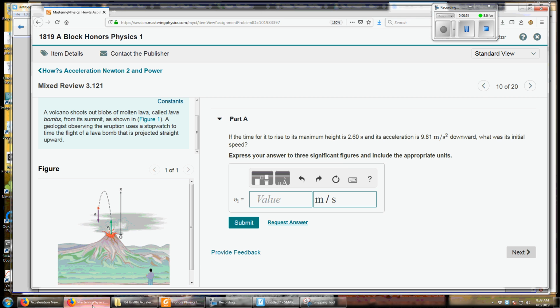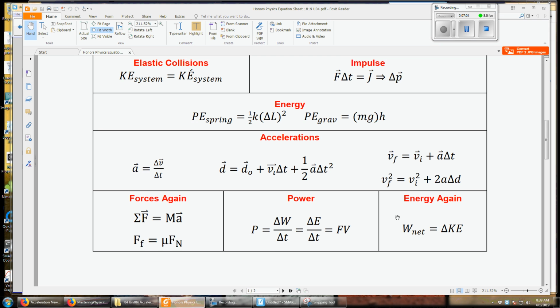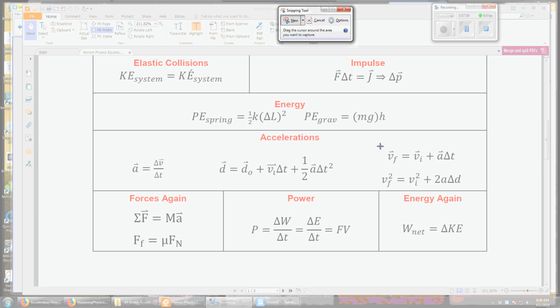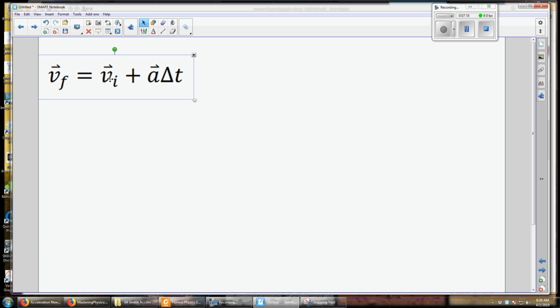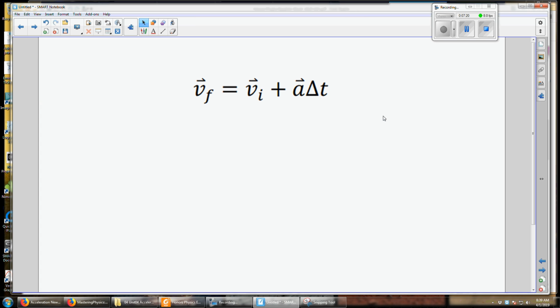So, I know the time. I know some things about the acceleration. I know some things about the speed, and I want to know more things about the speed. So a relationship that relates velocity and time and acceleration is this one. That seems like a good place to start. Let's see. I know my final velocity, that's 0, because it gets to the top. They tell me that. I don't know my initial.